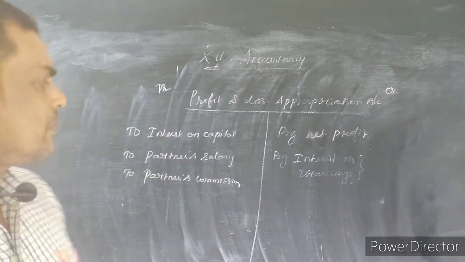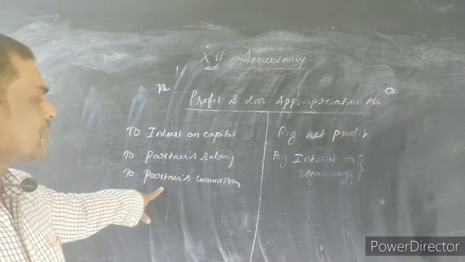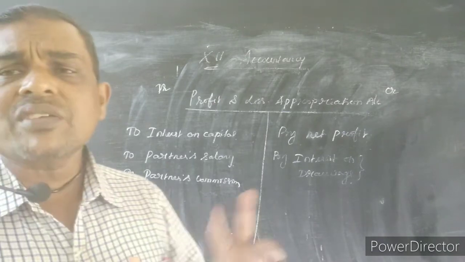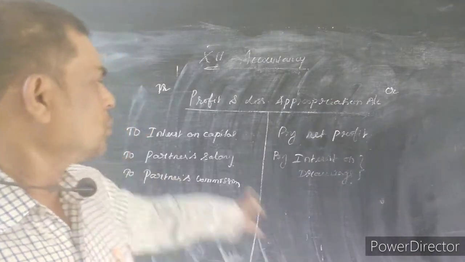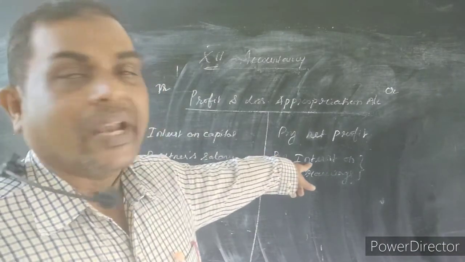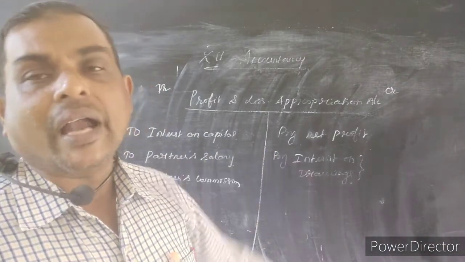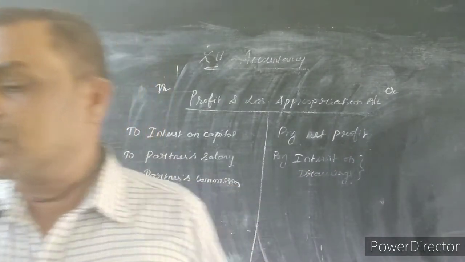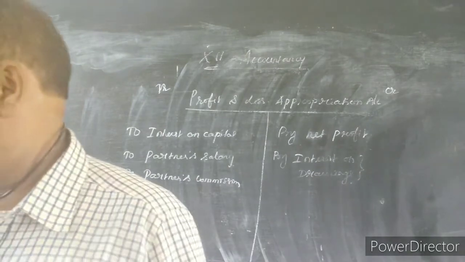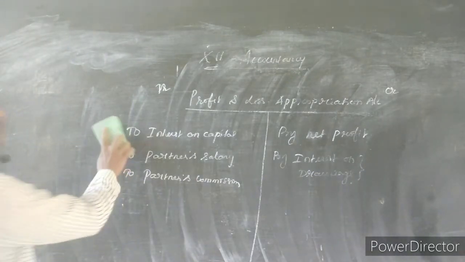So totally 7 entries will come. But in this sum there is no partner's salary and partner's commission, so out of 7 entries, 2 entries will be reduced. So totally 5 entries we have to pass: 2 entries for interest on capital, 2 entries for interest on drawings, and 1 entry for profit sharing. Okay, so I will teach you how to prepare the profit and loss appropriation account.